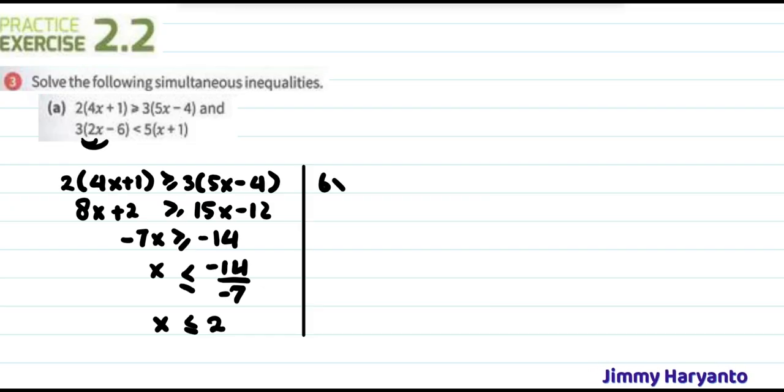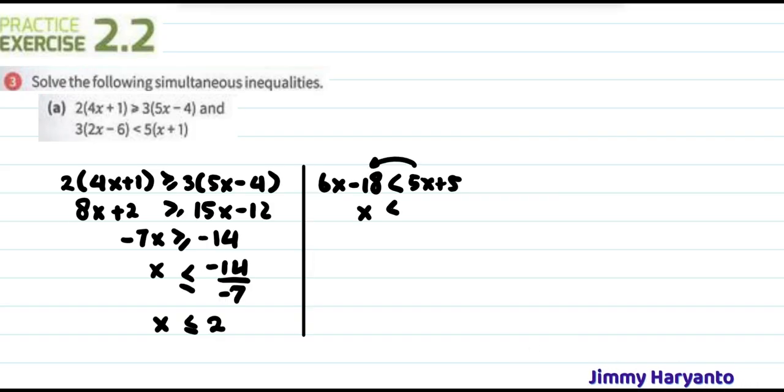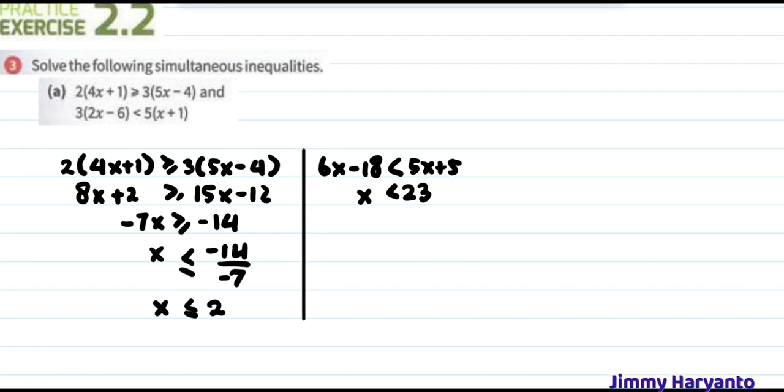So I will have 6x minus 18, and then less than 5x plus 5. Okay. And then I will move this 5x to the left hand side. This one will become x. And then I will move the 18 to the right hand side. It will become 5 plus 18 equals 23. And then solve the simultaneous.